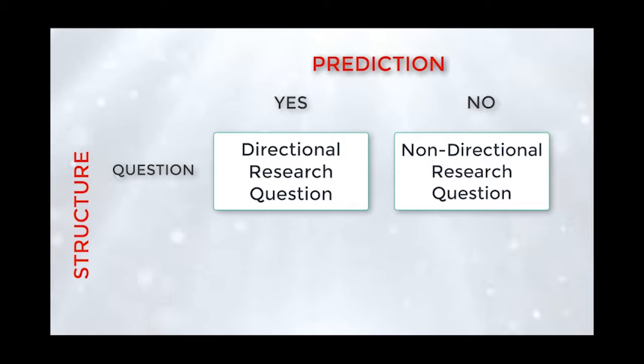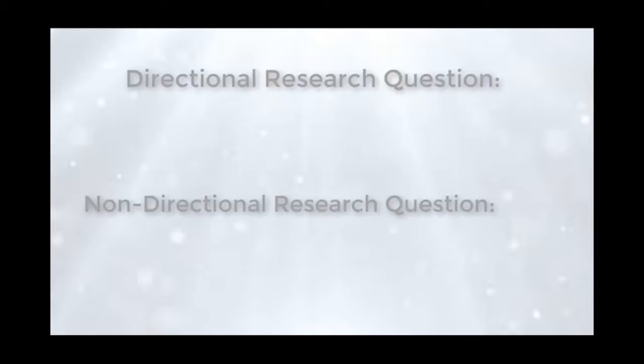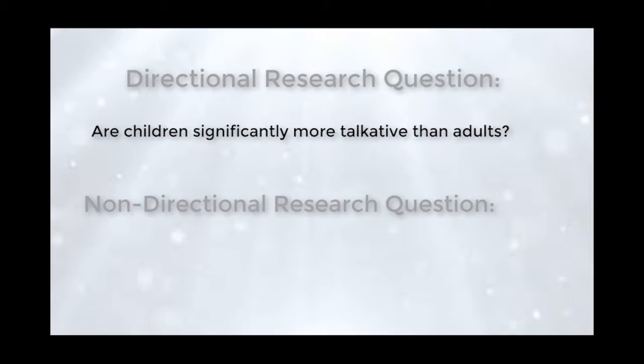An example will help us understand the difference between these two types. Directional research questions sound like this. Are children significantly more talkative than adults? Here you can see the directionality is predicted in how the question is phrased. The question phrasing reflects the researcher's guess that children will be more talkative. The word more makes this apparent.